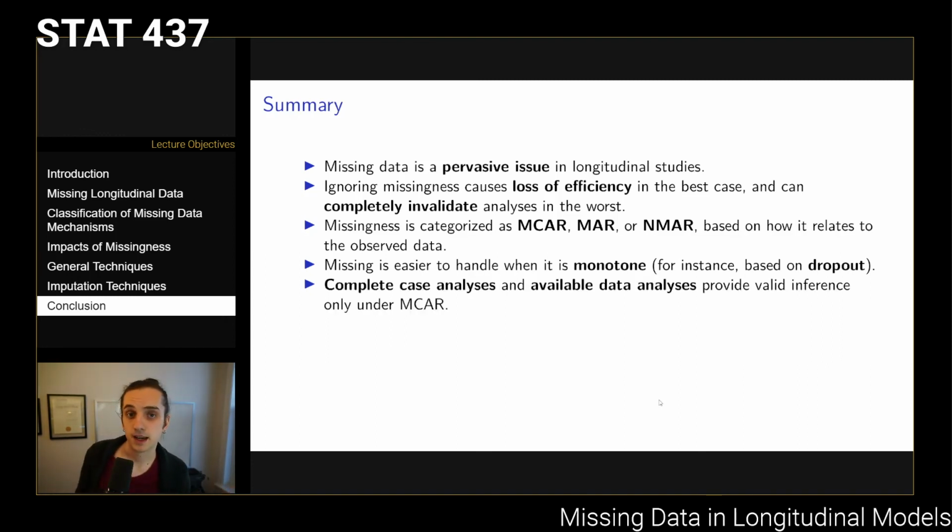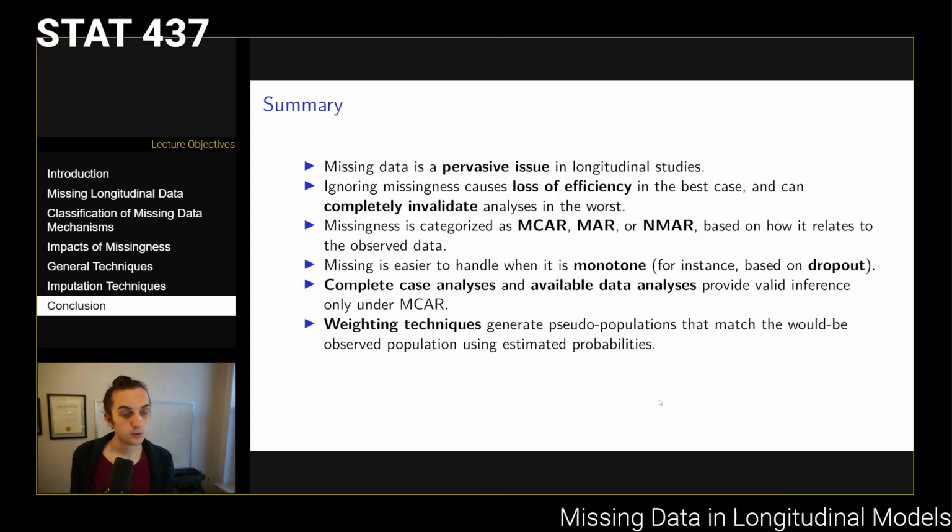If we're using complete case analysis or available data analysis, that's valid only under missing completely at random. We can use weighting techniques, which generate pseudo populations based on how likely someone was to be observed in the population. And those are going to account for missing at random data. In particular, we saw how we can adapt the GEE estimating equations to weight each individual, right? And the intuitive way that we're thinking about that is each person that we do observe is going to count for themselves, plus some people who are like them that we didn't observe because they were missing.